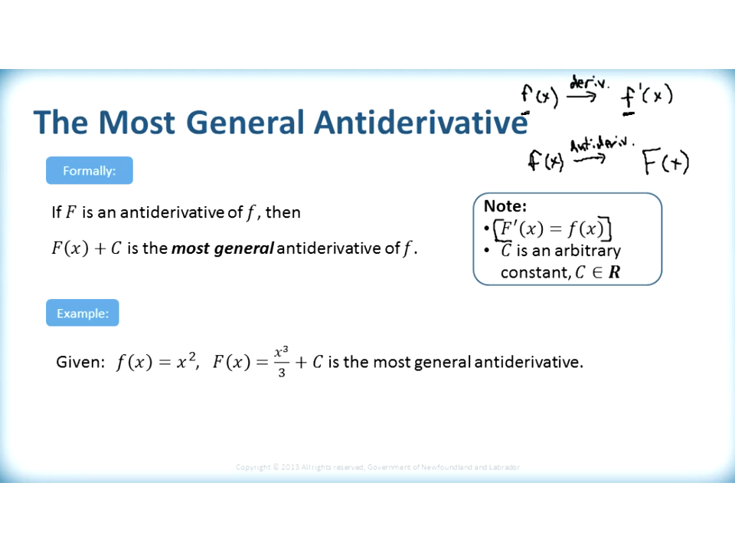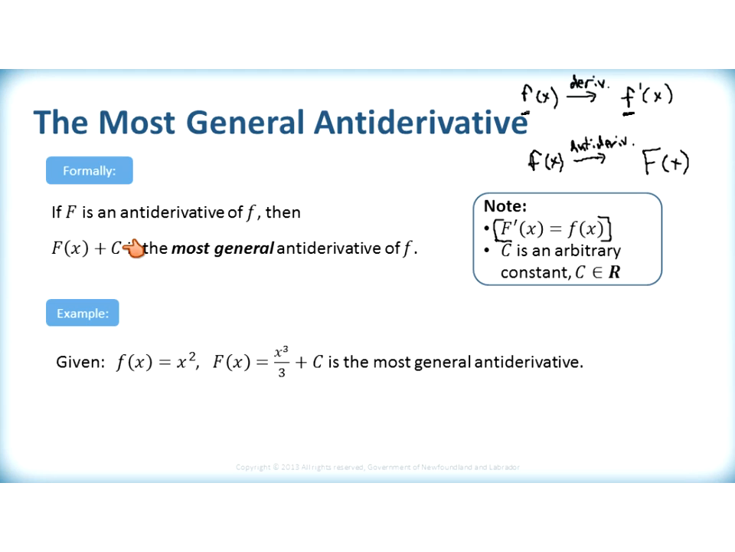It says if big F is an antiderivative of little f, then big F of x plus c is the most general antiderivative of f. And we use a c to represent any arbitrary constant. So c can be any real number at all in the whole universe. So any real number added to that would be an antiderivative. So generally speaking, instead of giving a specific value for c, we just call it c, and then we have an idea about what that general antiderivative is.